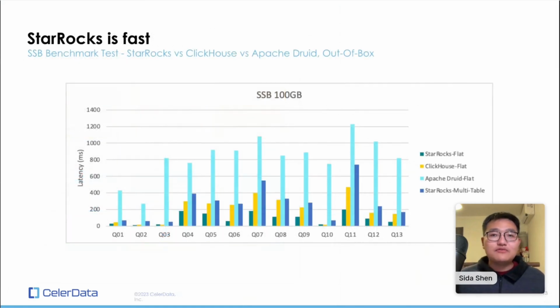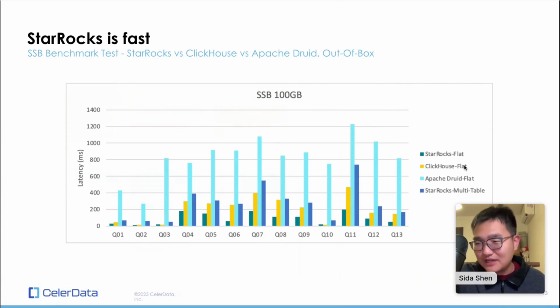And StarRocks is very fast. This is a benchmark between StarRocks versus ClickHouse versus Apache Druid out of the box. The SSB benchmark was originally a multi-table benchmark test, with a fact table and many dimensional tables. Everything with the multi-table here, with StarRocks, is the original test.